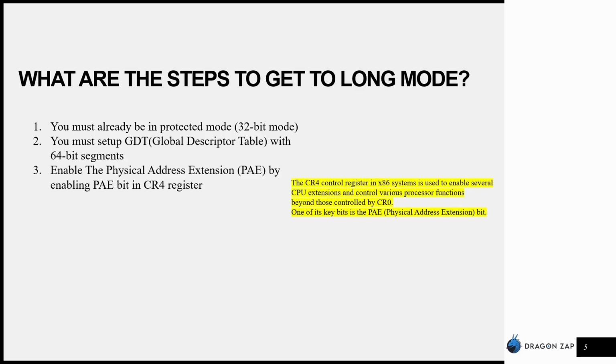The third thing to do is we need to enable the physical address extension. We do this by enabling the PAE bit in the CR4 register. Now the CR4 register is responsible for enabling several CPU extensions, and one of those extensions is the physical address extension. If enabled, it allows us to access more than 4 gigabytes of RAM. And it is a requirement, okay? We have to do that because long mode uses the page map level 4, which is essentially one level up from the page directory that you're so used to in protected mode, when we're talking about paging.